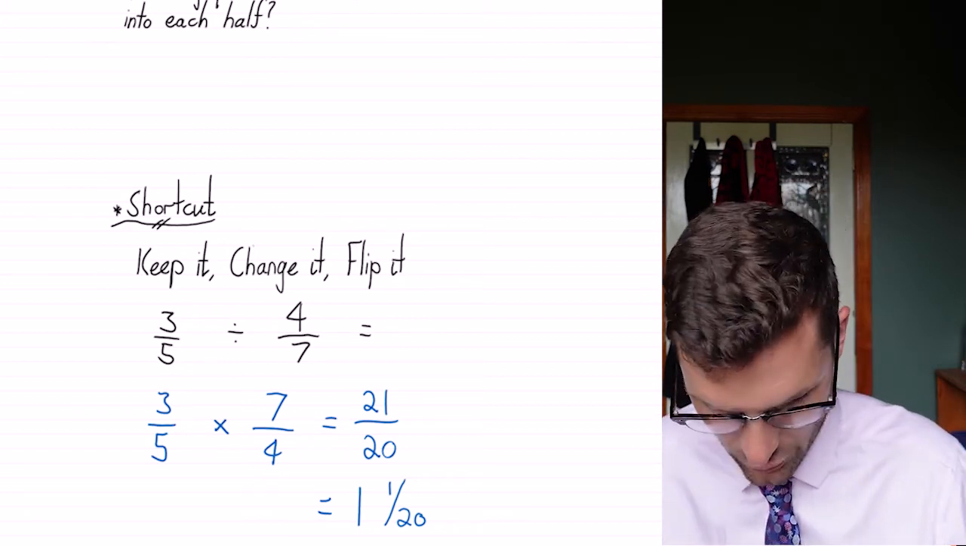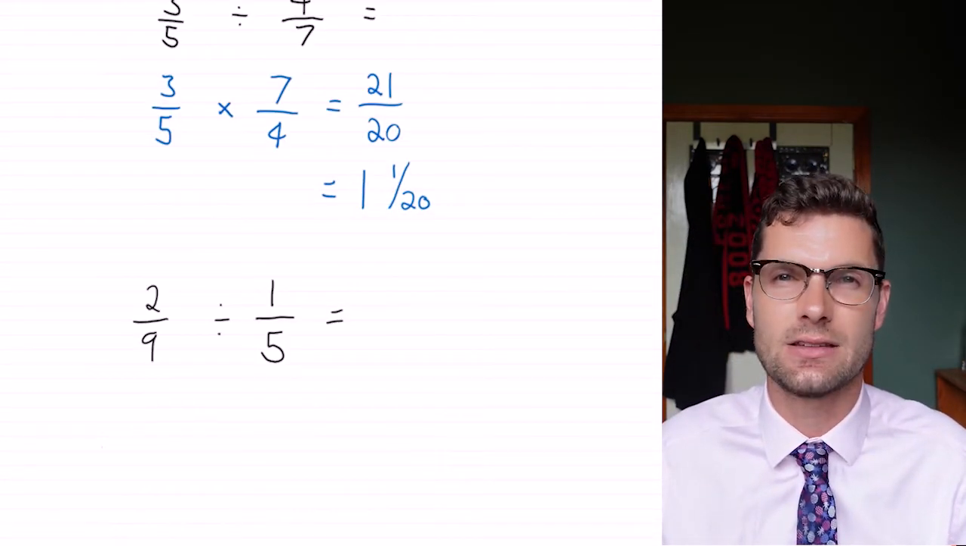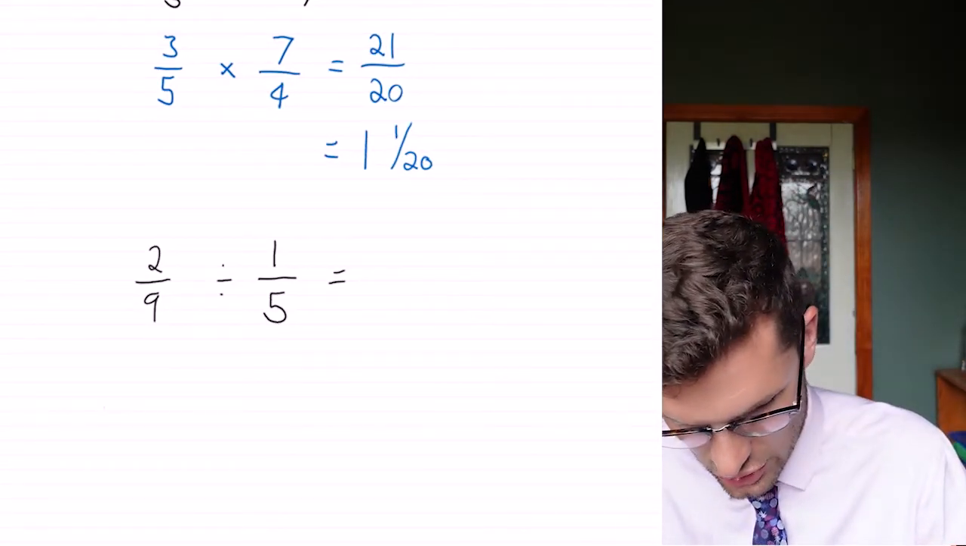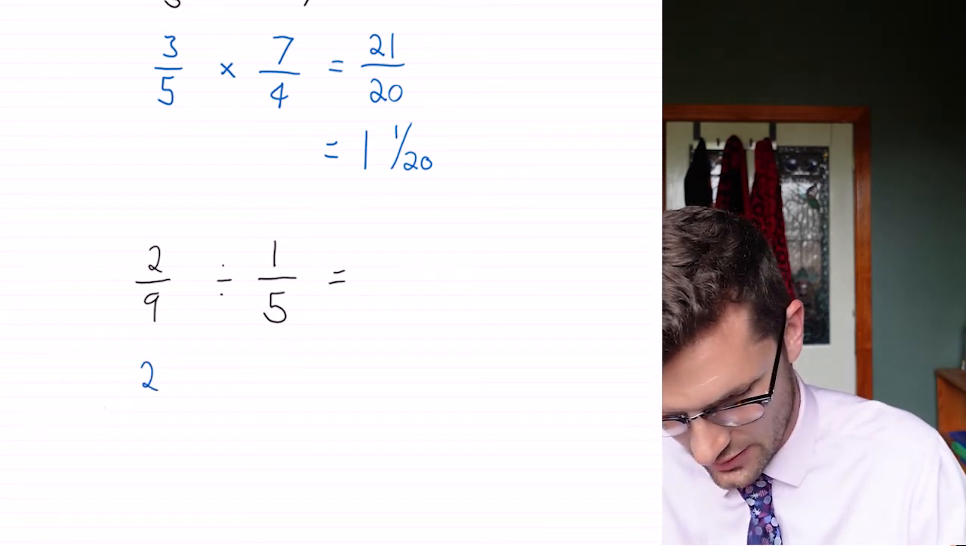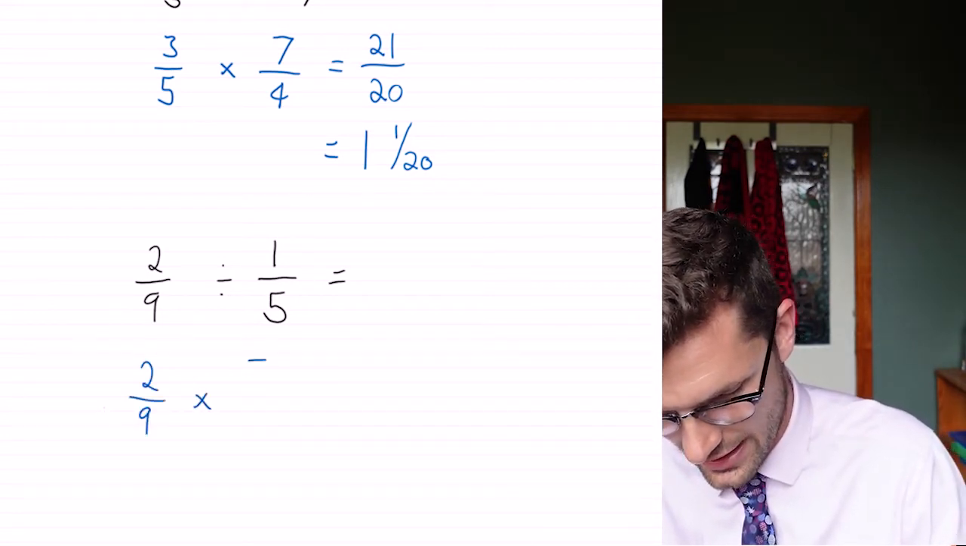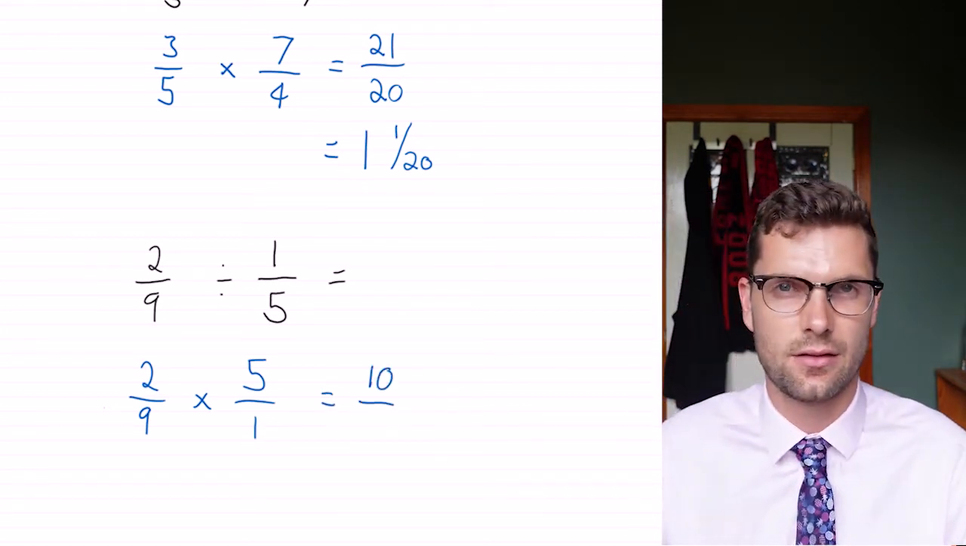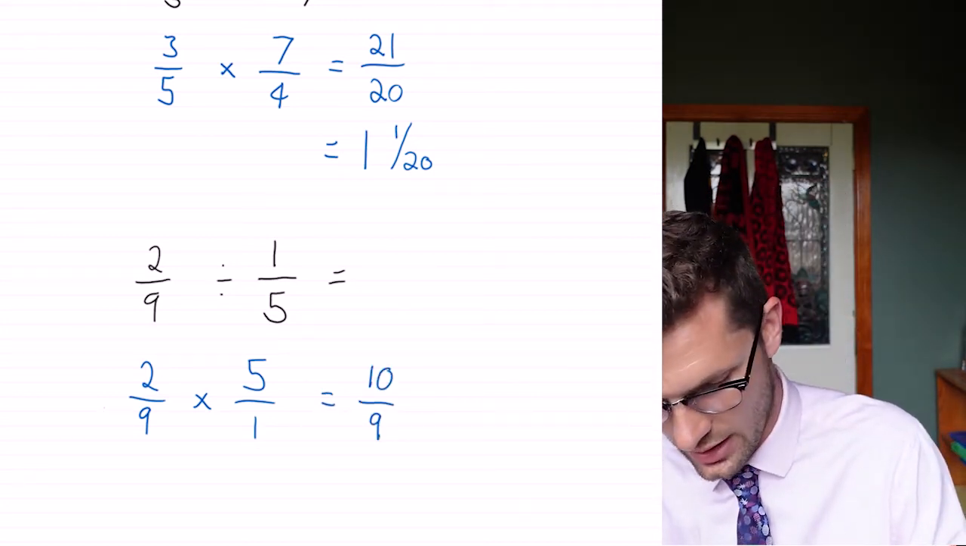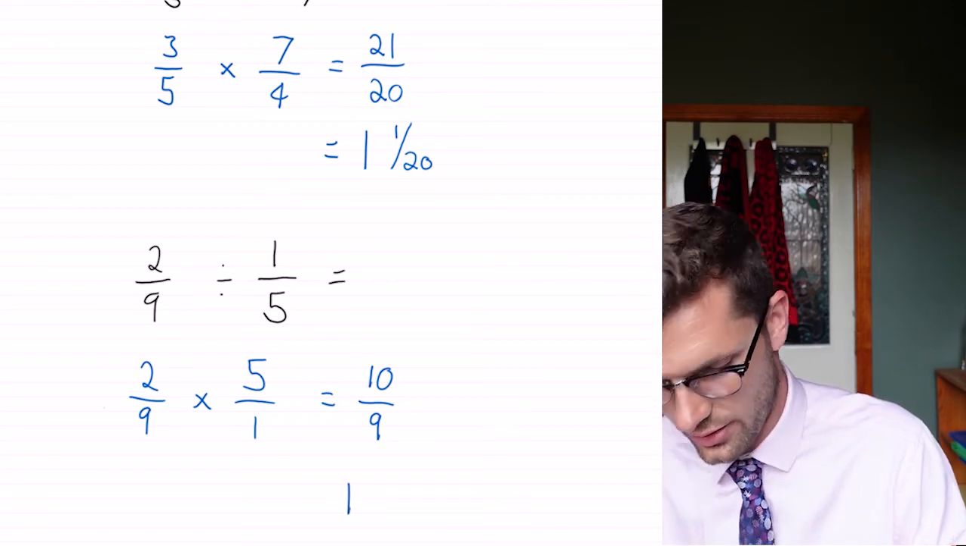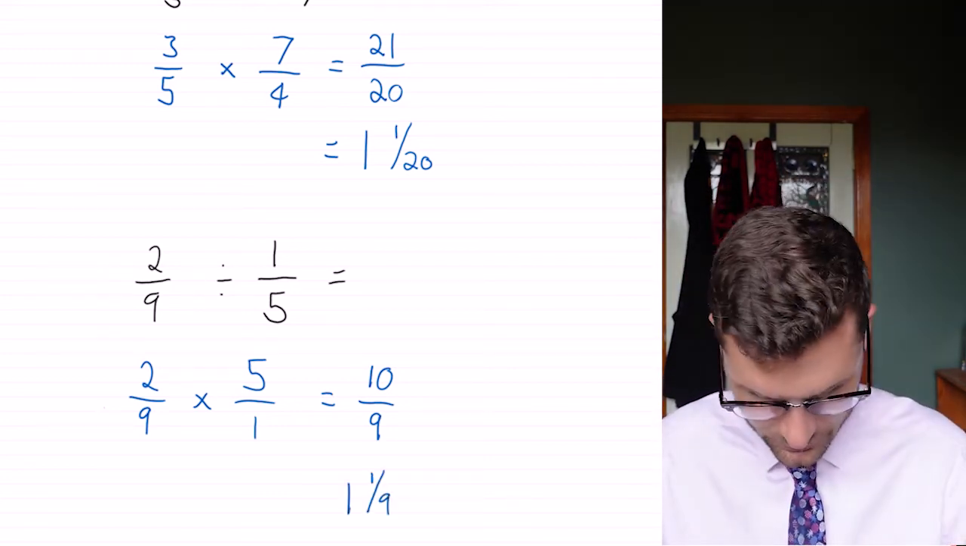We'll just see one more example. So on this one, we've got 2/9 divided by a fifth. So 2/9 times 5/1 equals 10/9. Done. Again, that could be equal to 1 and 1/9, but that's all you've got to put in.